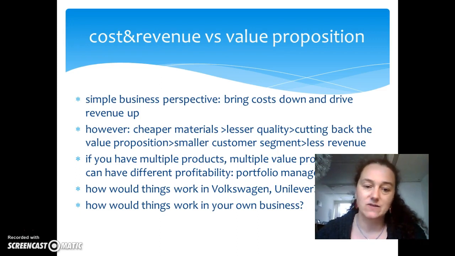Make your business model canvas, iterate, and start generating those revenues.